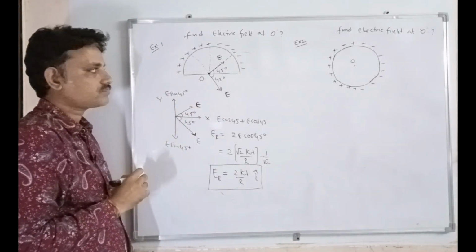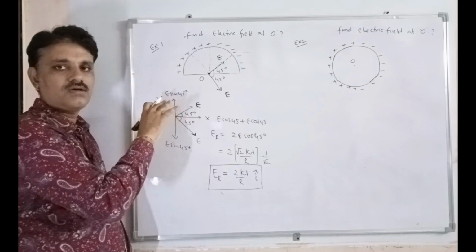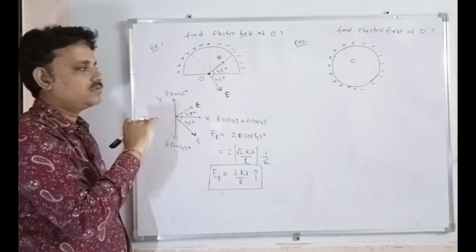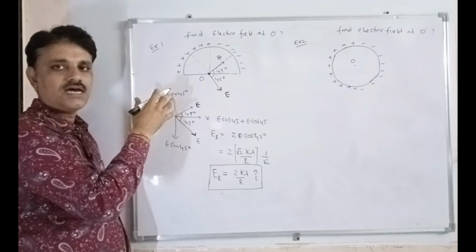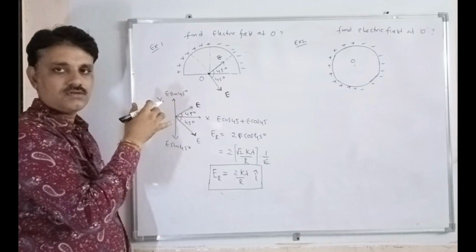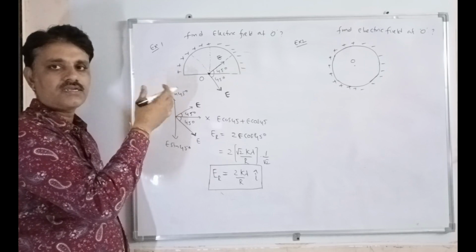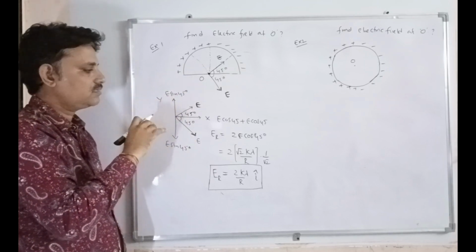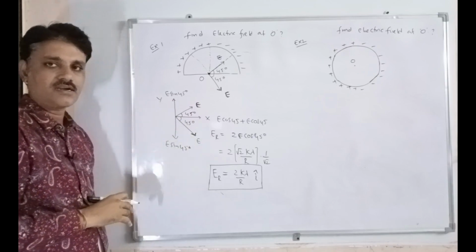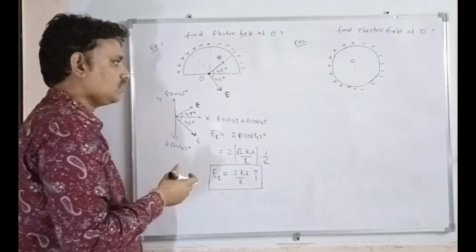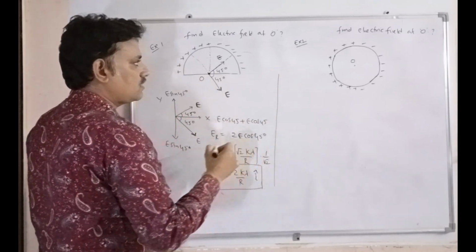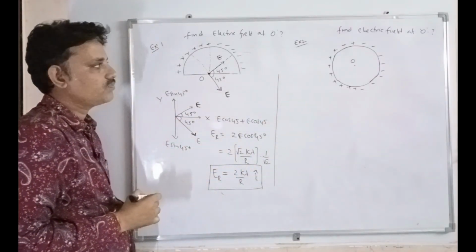Okay students, here the semicircular arc is divided into two quadrants, and the two quadrants have two different charges. So the electric field directions are different because of the two different charges. Finally we calculate the resultant electric field by the known relation. And next we will go to example 2.